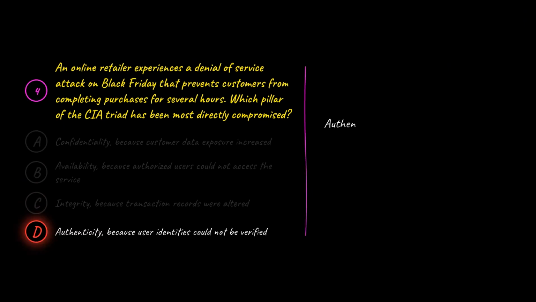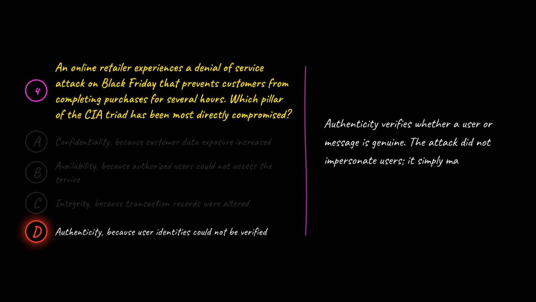D is wrong because authenticity verifies whether a user or message is genuine. The attack did not impersonate users, it simply made the service unreachable.